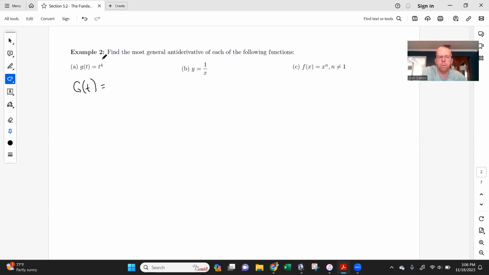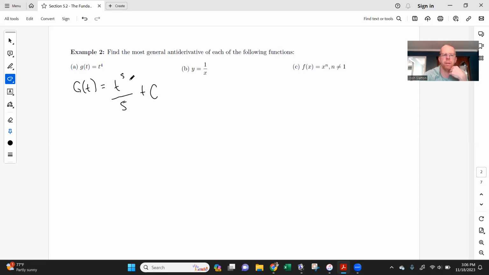And so we're going to take the antiderivative of this, same way as we did the last one. We're going to add 1 to the exponent instead of subtracting 1. And then we're going to divide by the new exponent. And now, with the general antiderivative, we always have to add a constant to this. Now, why do we have to do that? Well, the derivative of a constant is 0. And so that doesn't change the derivative.